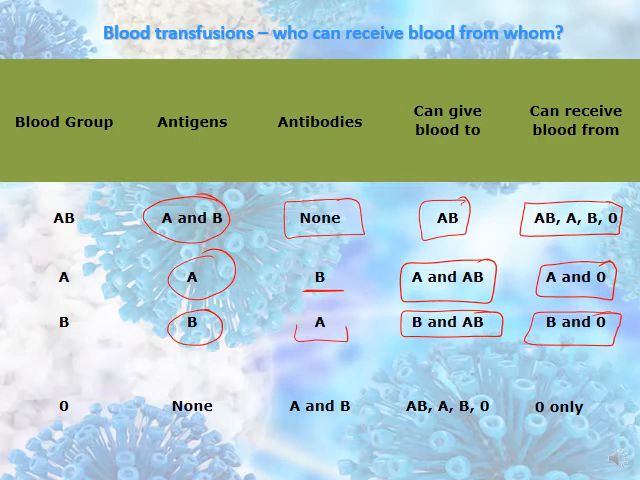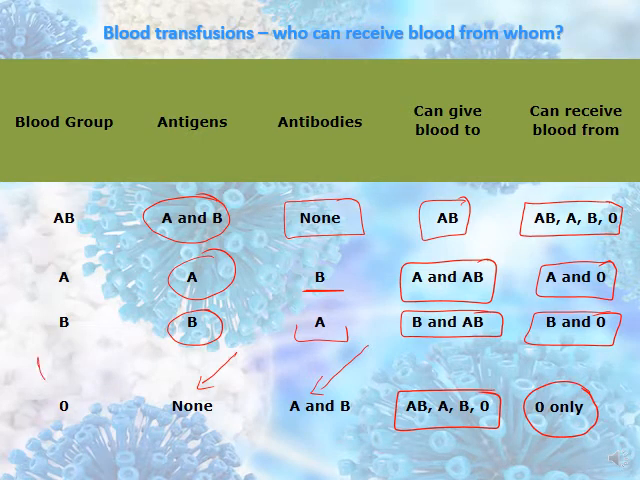Blood group O has no antigens, while it has both antibodies A and B. It can give blood to A, B, and O, and can receive from O only. That's why group O is called the universal donor, since it can donate to all blood groups.